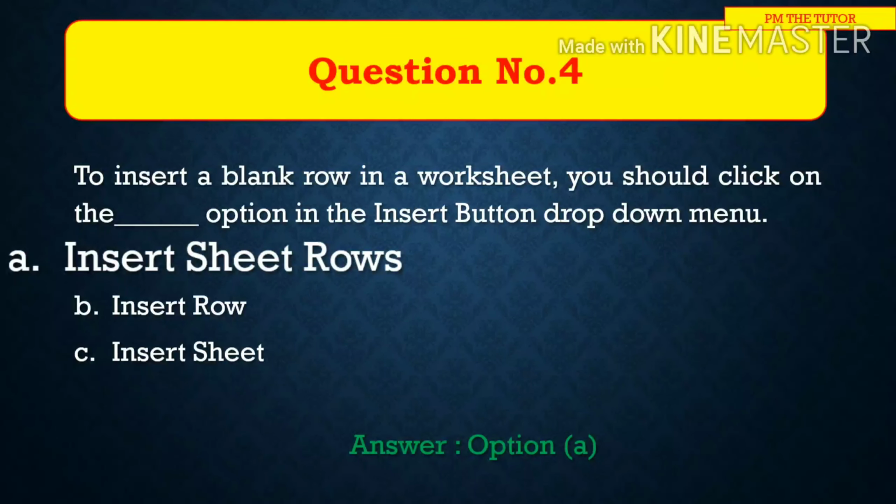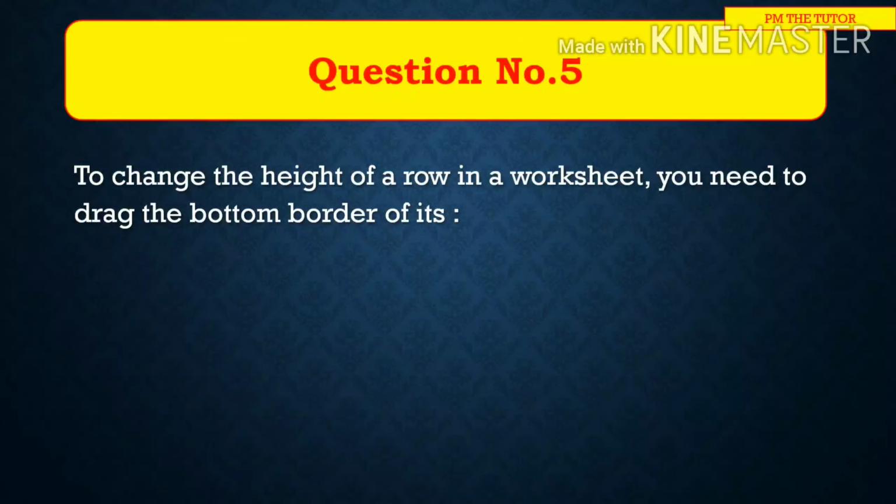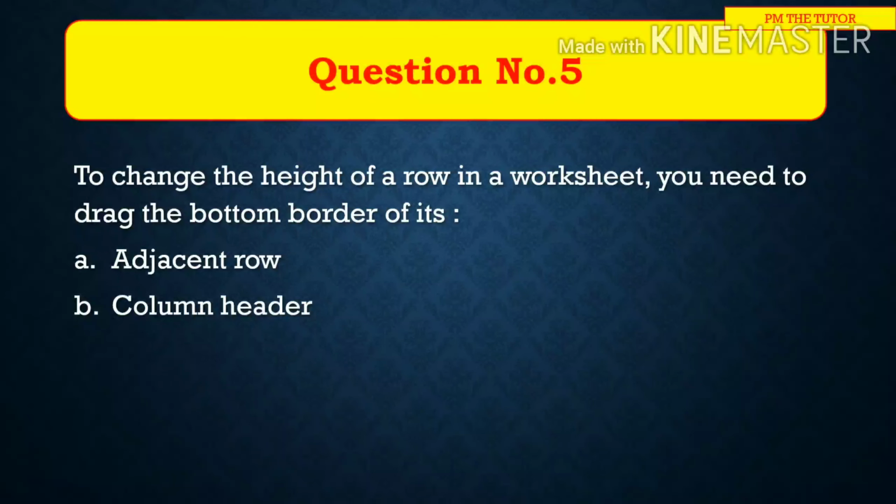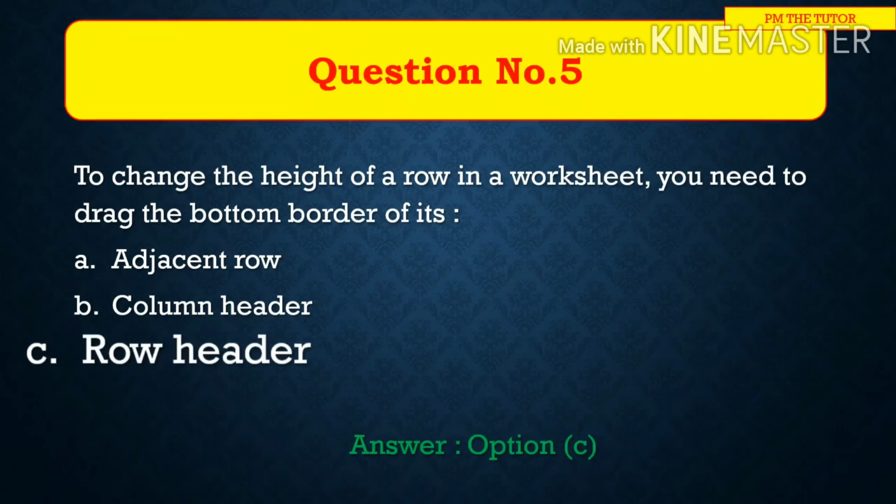Next question, question number 5. To change the height of a row in a worksheet, you need to drag the bottom border of its. Options are adjacent row, column header or row header. Right option is option C, that is row header.